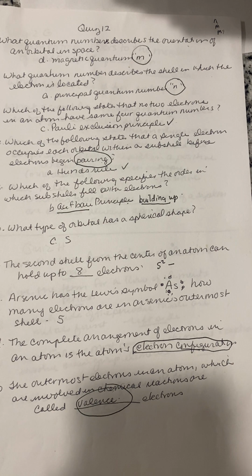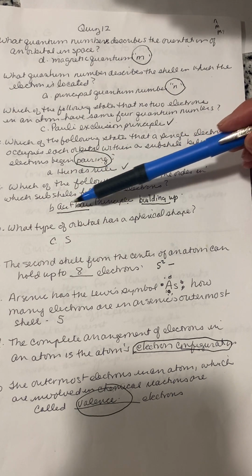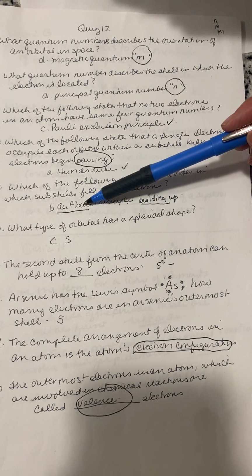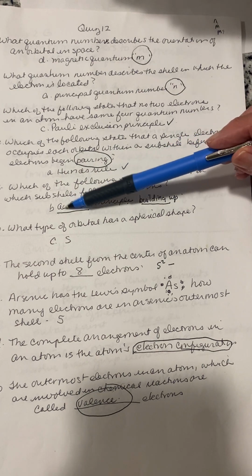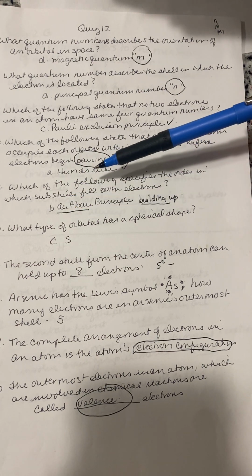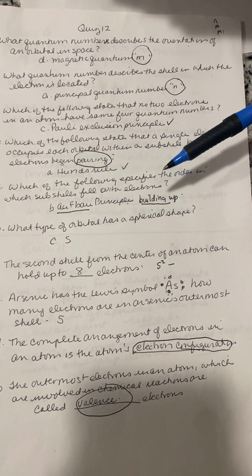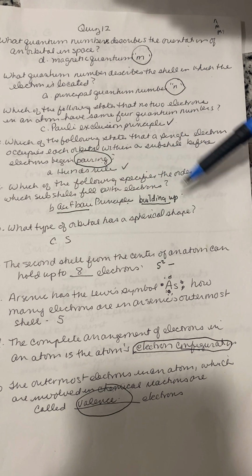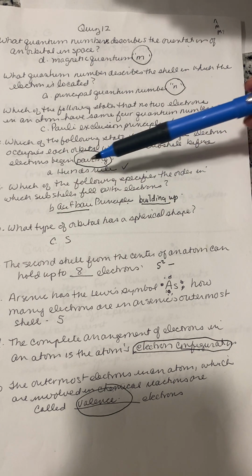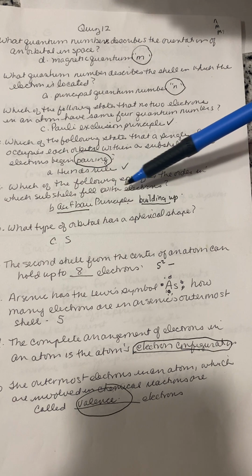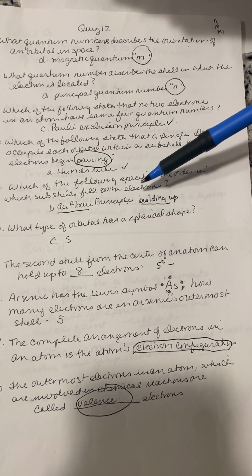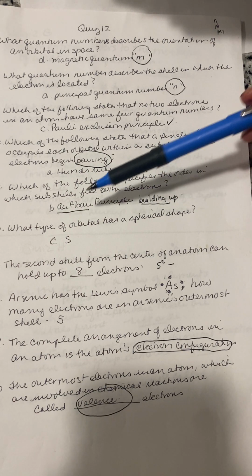Which of the following specifies the order in which subshells fill with electrons? This word, Aufbau, A-U-F-B-A-U, principle, means building up. I think it's in German, building up. Building up means the order the shells are built up, so which of the following is the order of shells building up? That's the Aufbau principle, meaning building up.